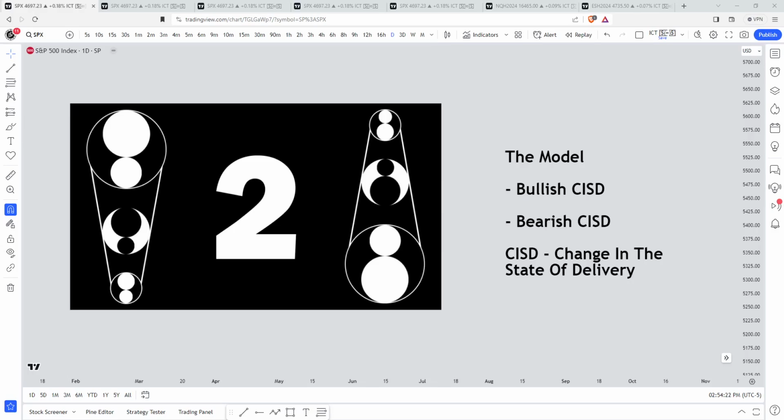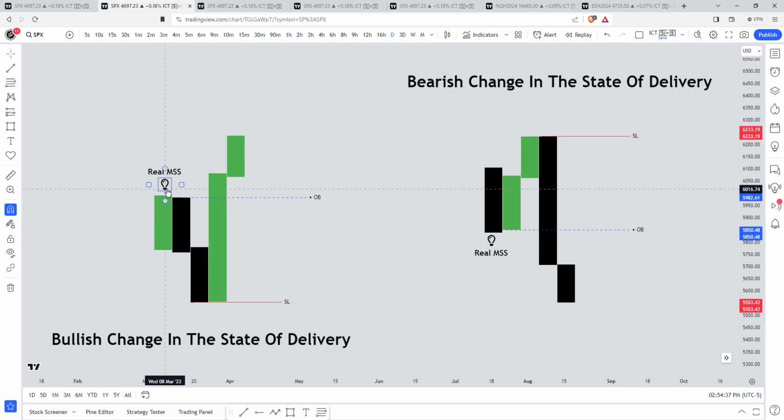We're going to be discussing the model in this video, which is a change in the state delivery. I'm going to be discussing bullish and bearish changes in the state delivery, where to target, where to have your stop loss at, and I'll go over a numerous amount of targets. So a change in the state delivery is an order block.